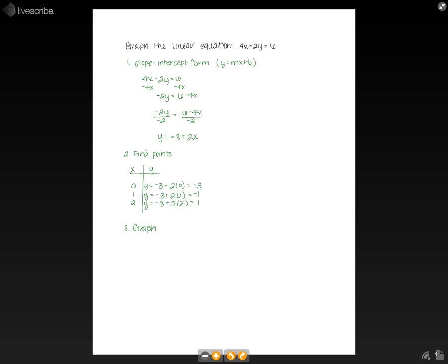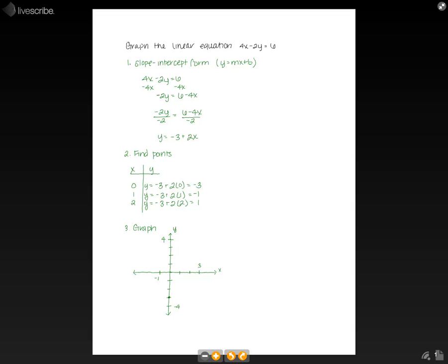Alright, so let's sketch a plot. Alright, so once we've got our plot sketched, we just graph our points. So our first point is 0, negative 3. So that means we're at 0 on the x-axis and negative 3 on the y-axis. So that's right here.